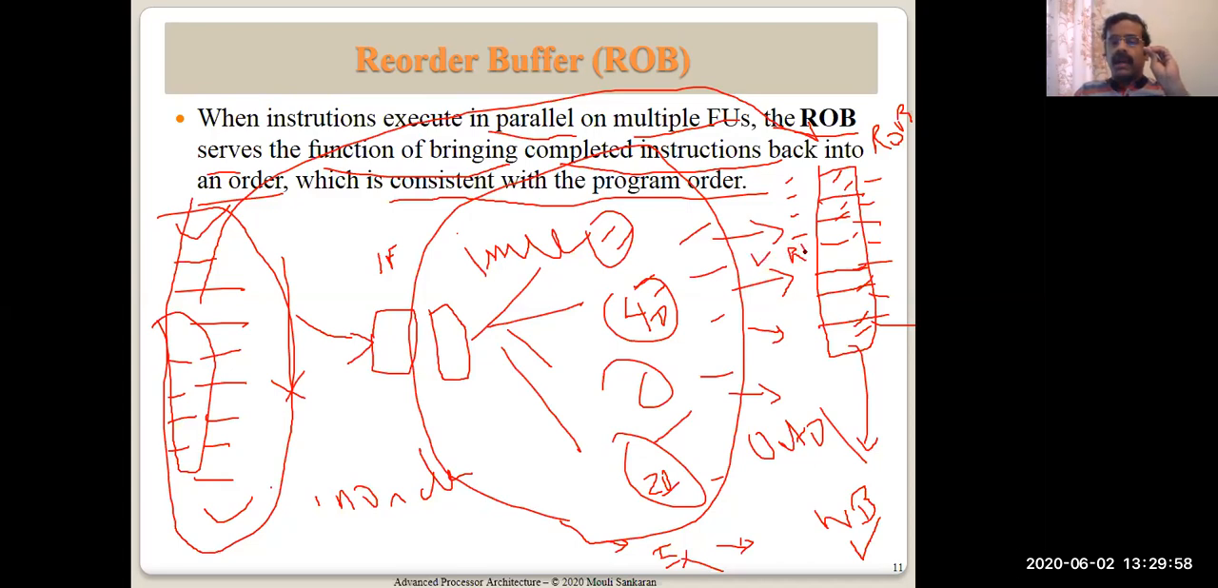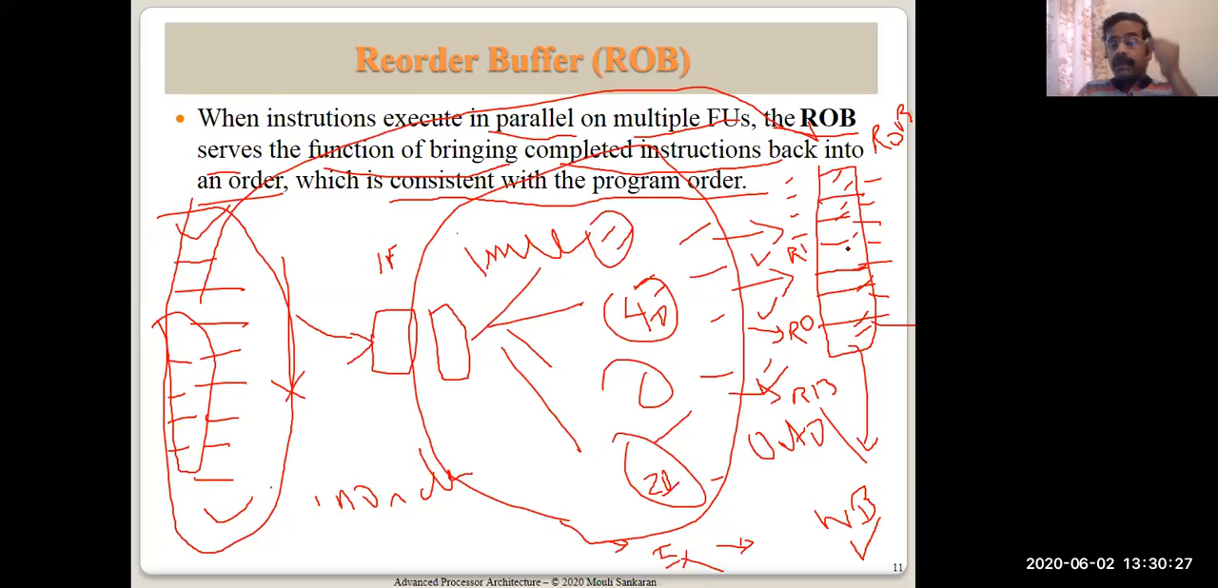Suppose I maintain, for every instruction, the value computed and the register it is supposed to be written into. Suppose the value computed is something, R1. This is the value computed by this add instruction, but it is supposed to write the result into R0. This is the value computed by the multiplier unit, and the result should go to R13. I need to keep the value that was computed, and where it is supposed to go. But I am not writing into those registers. I am keeping it in the temporary buffer.